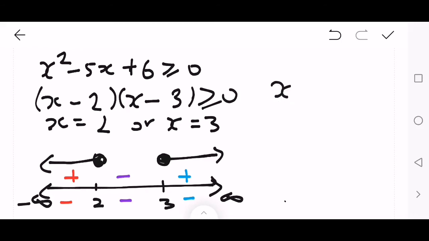x is less than or equal to 2, or x is greater than or equal to 3. That's our solution.